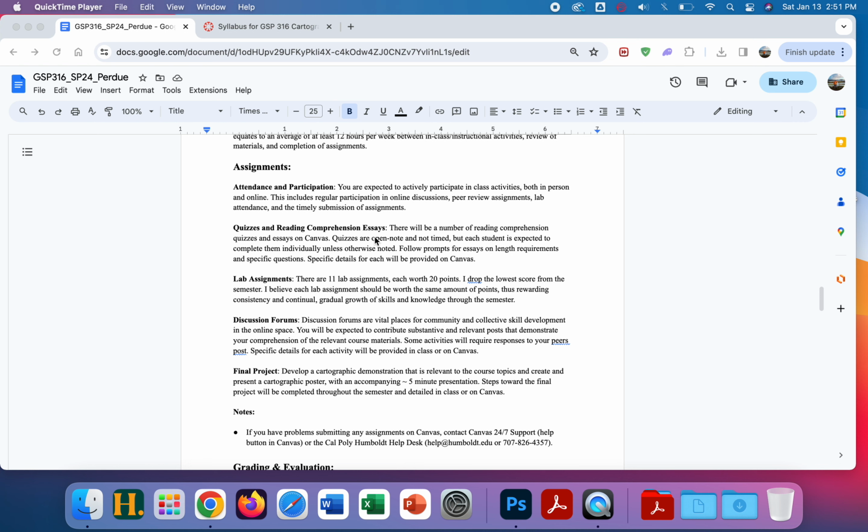So lab attendance, like I said, I don't really take strict lab attendance in person, but lab attendance means the regular engagement and the regular progression through the labs.